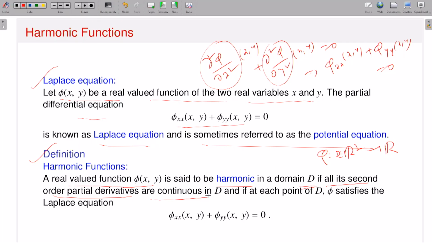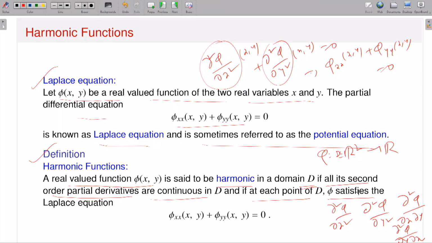So that means del 2 phi del x square, del 2 phi del y square, and mixed will be there, del 2 phi del x del y or del 2 phi del y del x. So all second order partial derivatives should exist and they are continuous. Not only that, it should satisfy the Laplace equation. That means at each point of D, my phi should satisfy the Laplace equation, that is phi_xx(x, y) plus phi_yy(x, y) should be 0. If a function phi satisfies all those properties, I am saying it is a harmonic function.